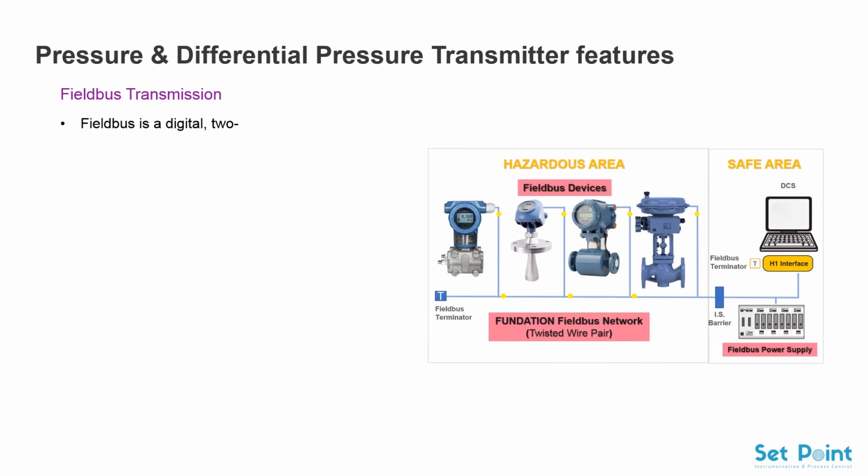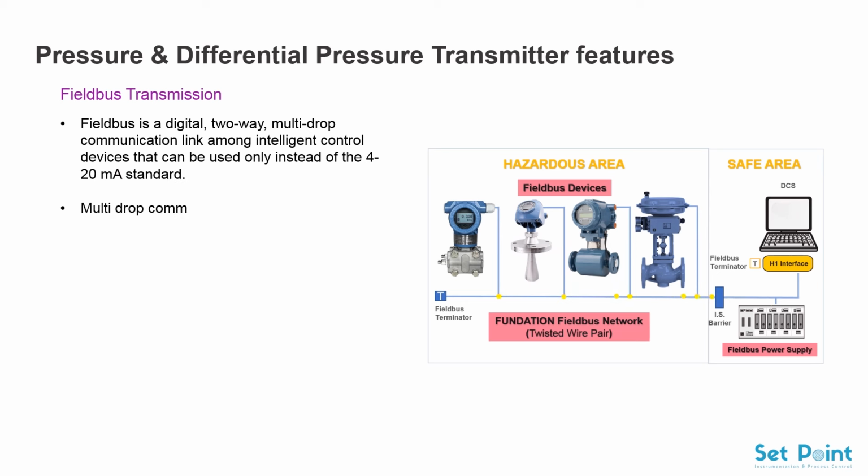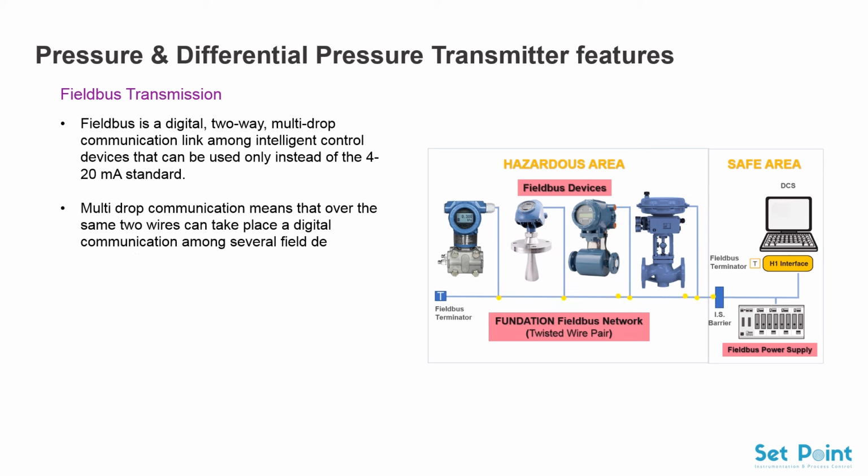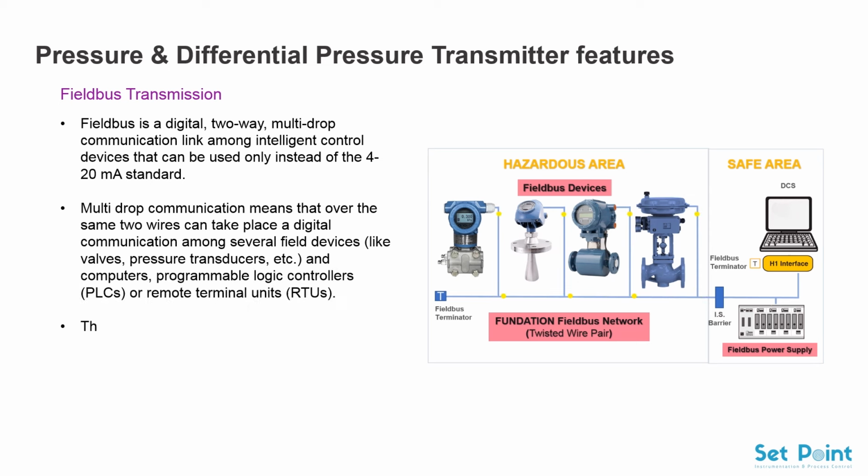Fieldbus transmission. Fieldbus is a digital, two-way, multi-drop communication link among intelligent control devices that can be used instead of the 4 to 20 mA standard. Multi-drop communication means that over the same 2 wires can take place a digital communication among several field devices, like valves, pressure transducers, etc., and computers, programmable logic controllers, PLCs, or remote terminal units, RTUs.